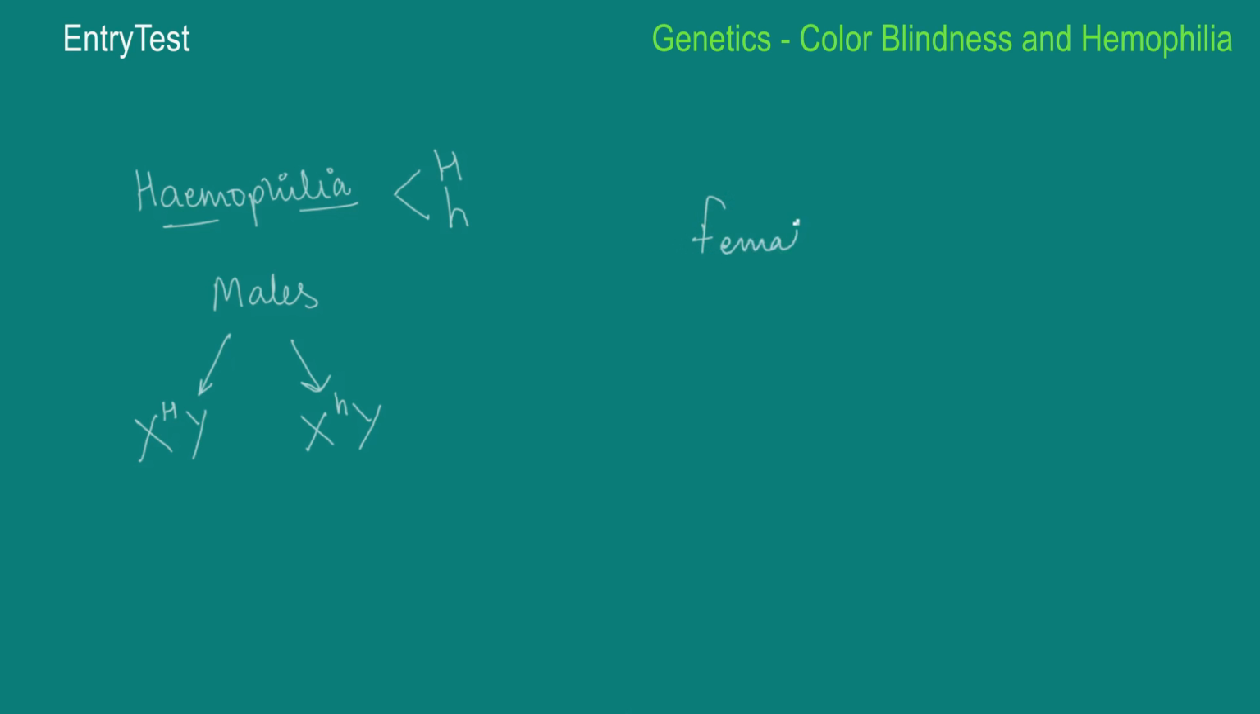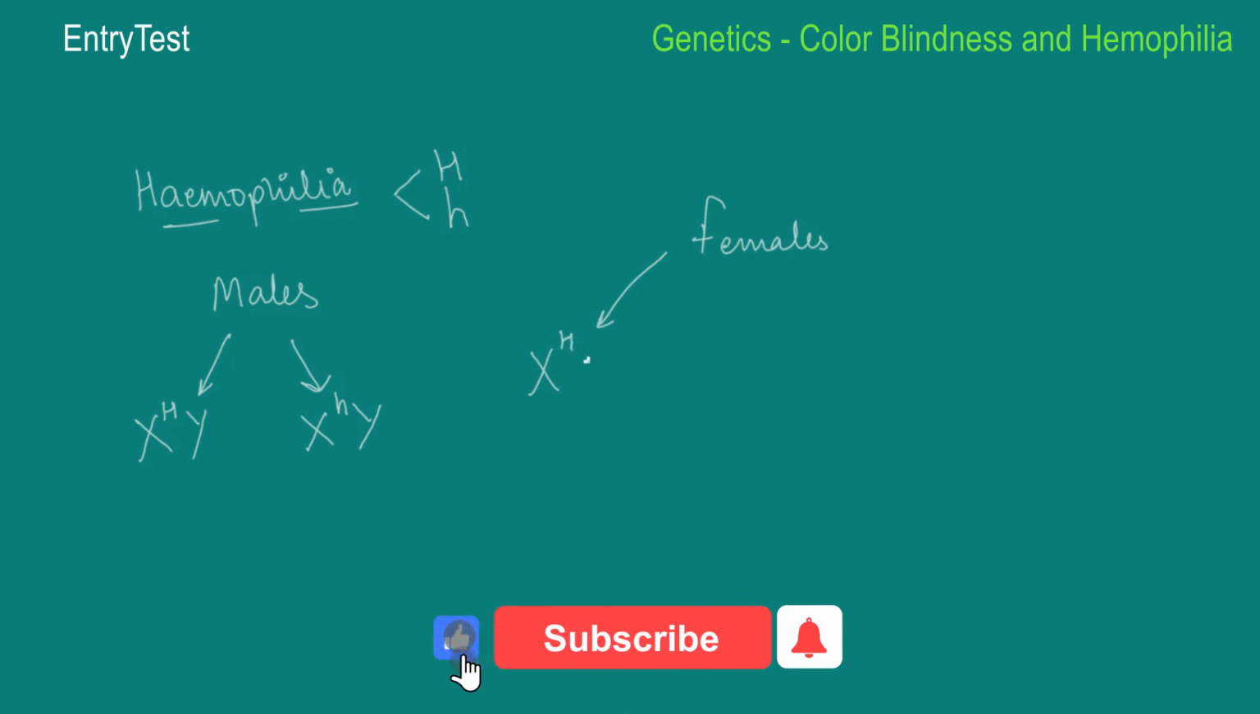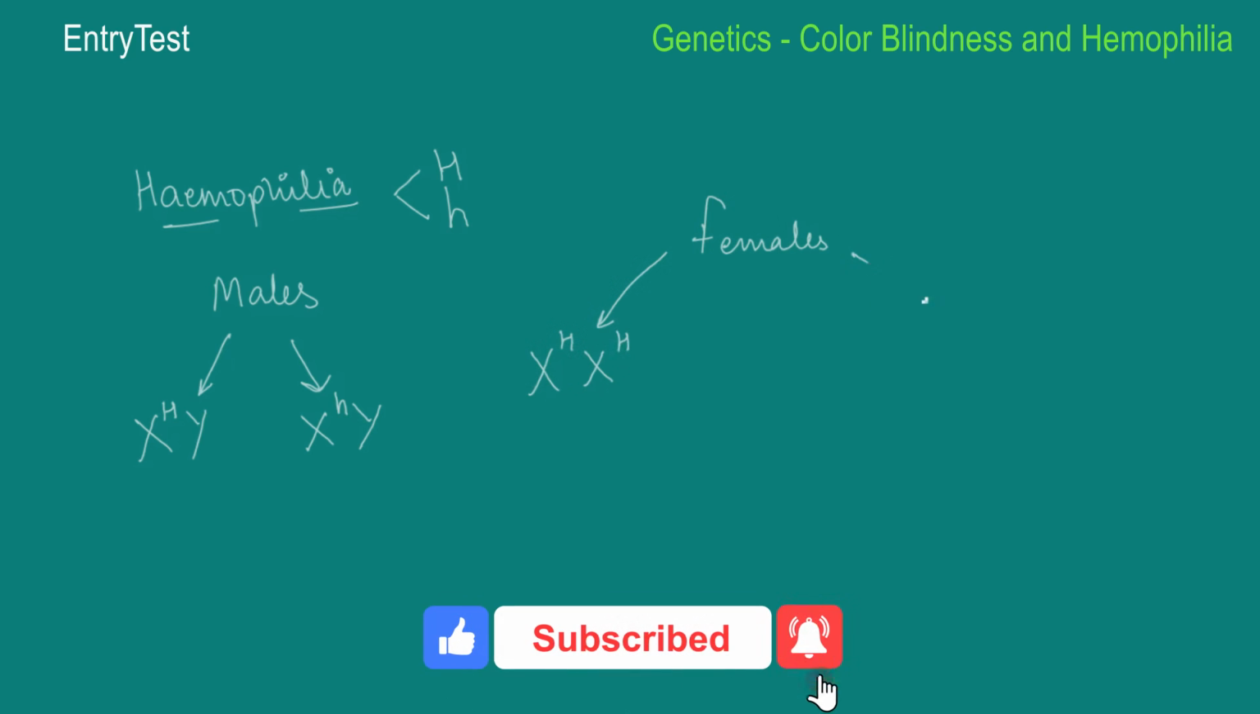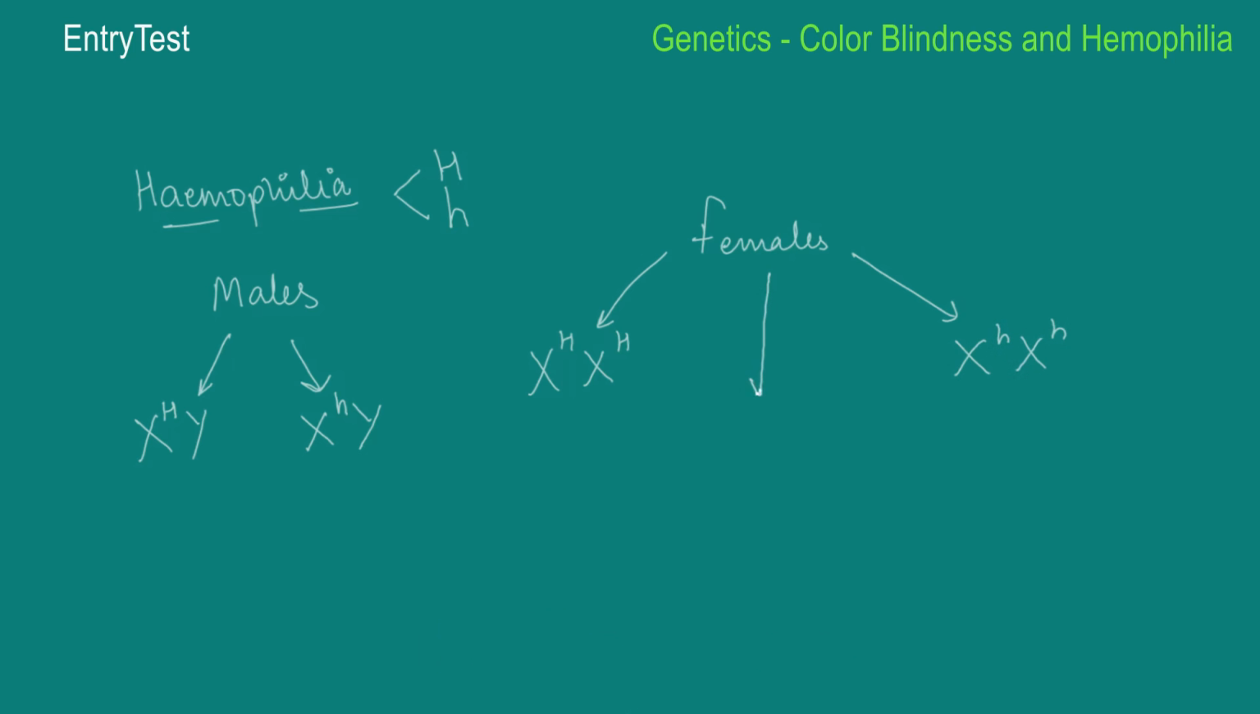In case of females, there are three conditions possible. Either both of them will be dominant, or both of them will be recessive, or one of them is dominant, one of them is recessive. So let's see what's going to happen in these 5 different kinds of individuals.